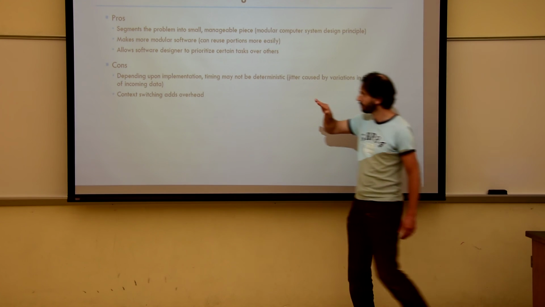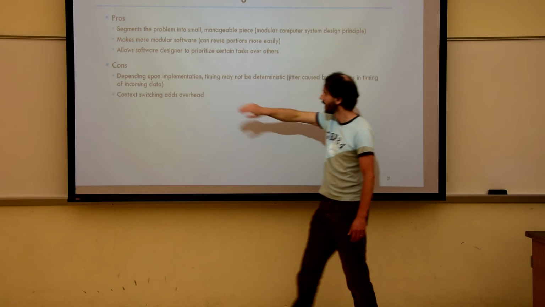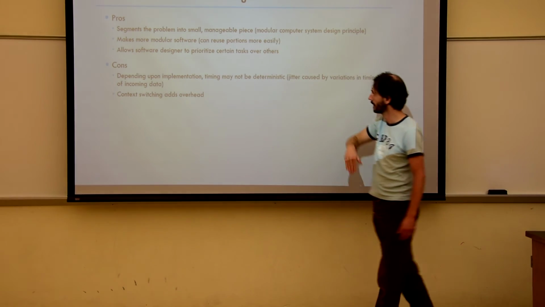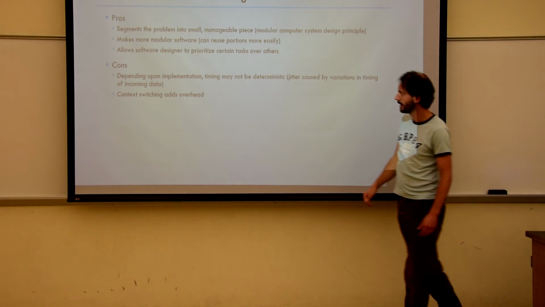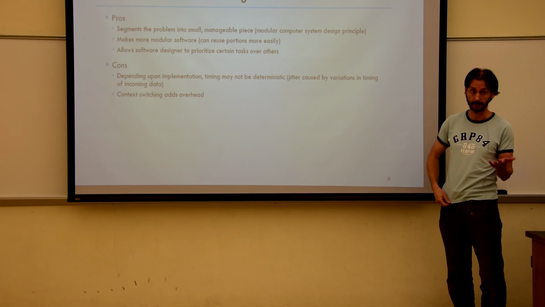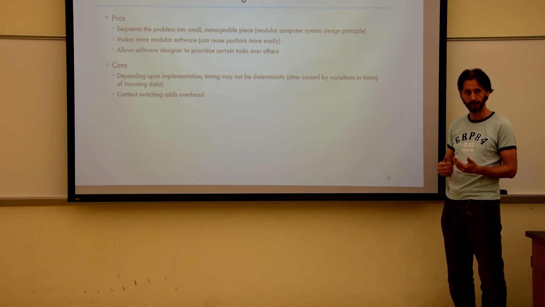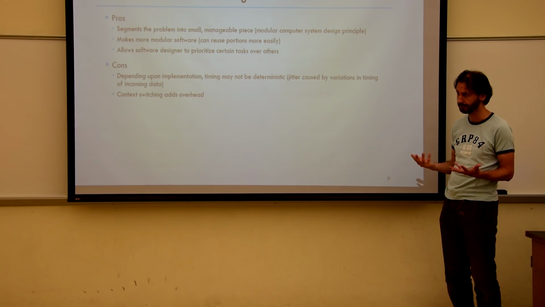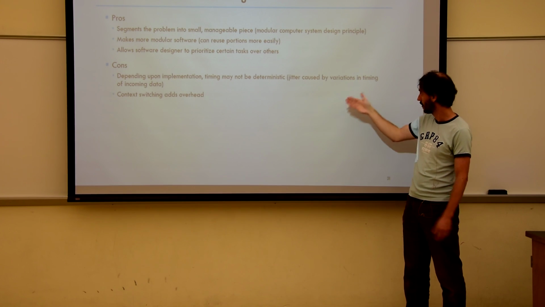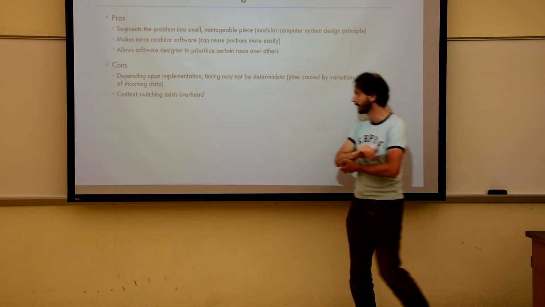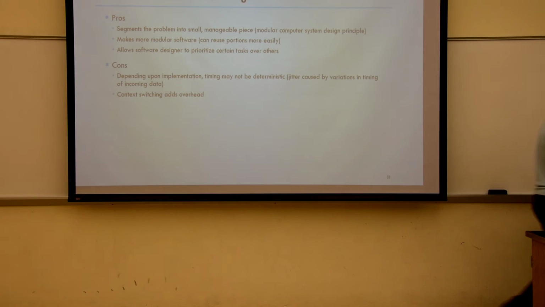Anyway, it makes more modular software, meaning that you can reuse portions more easily, and allows a software designer to prioritize certain tasks over others. The cons are, depending upon implementation, the timing may not be deterministic, as we have said before. It's complex. You do not exactly know when things happen. It becomes more fuzzy. So there's jitter, which is time noise caused by variations in timing of incoming data. The context switching also adds overhead. So we have to live with that.